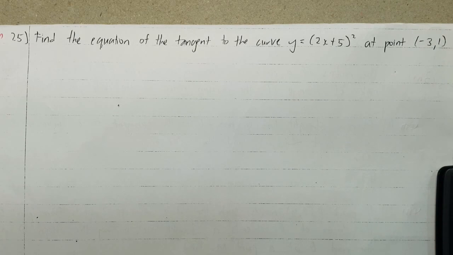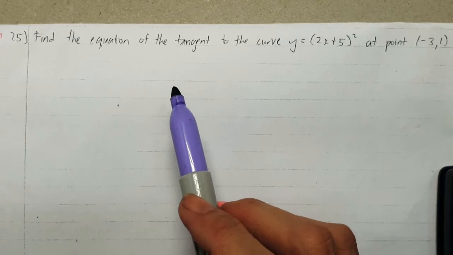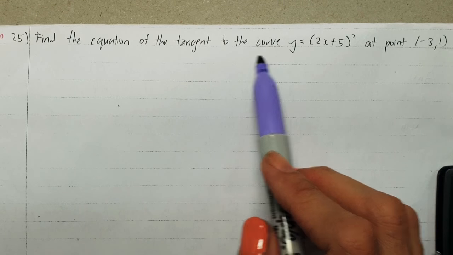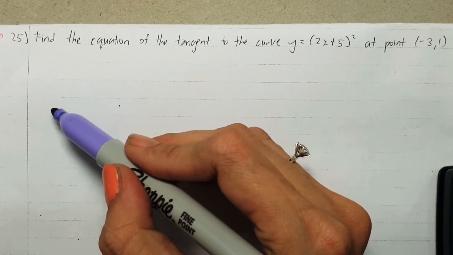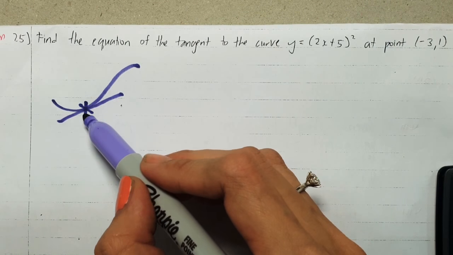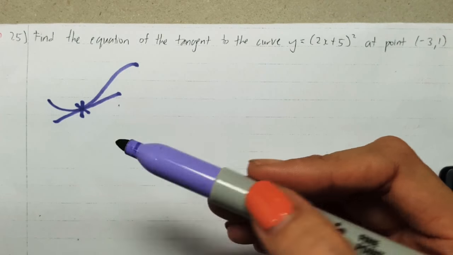All right, finally, we come to the last question. Find the equation of the tangent to the curve. When you see the keyword tangent and curve, we always start with this diagram. It's like a mind mapping diagram to help us.